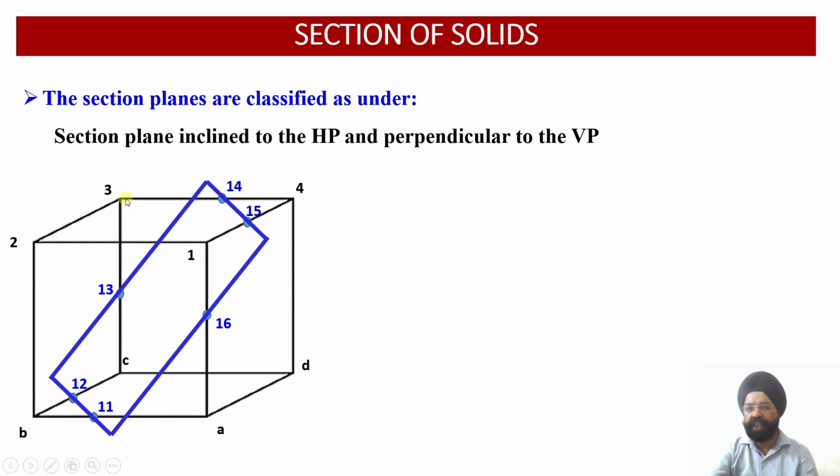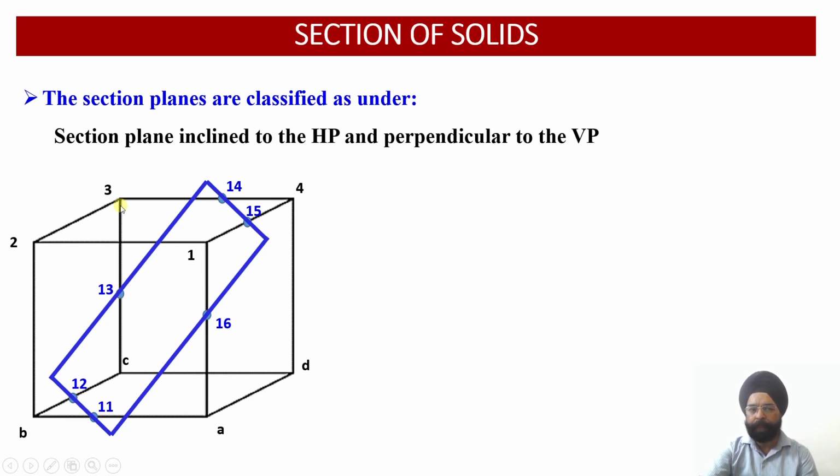So the edge 3, 4 will be cut at point number 14, and the edge 1, 4 is cut by this cutting plane at point number 15. Similarly, since the cutting plane also passes through the base, the edge AB has been cut at point number 11, and similarly the edge BC of the base has also been cut by this cutting plane at point number 12. So here you see points 11 and 12 are obtained on the base.